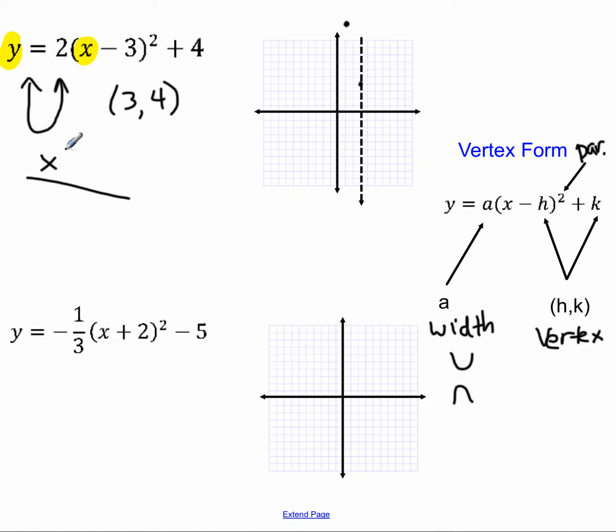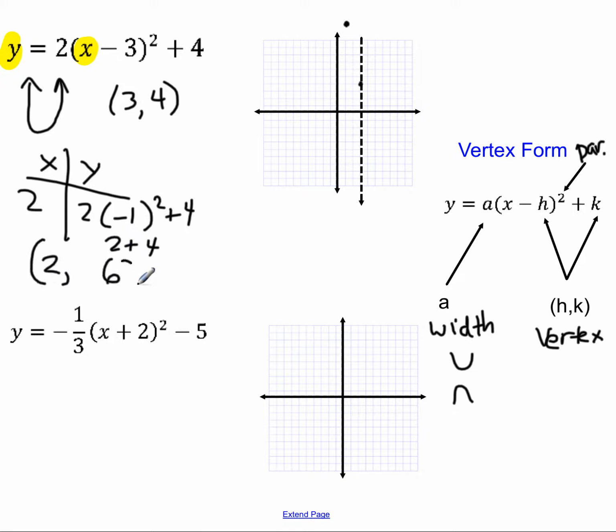So now I'm going to say, okay, x is 2. What is y? So I have 2 times (2 minus 3), which is negative 1, squared, plus 4. Negative 1 squared is 1. 2 times 1 is 2. 2 plus 4 is 6. So (2, 6) is going to be a point on my graph. This one will fit.